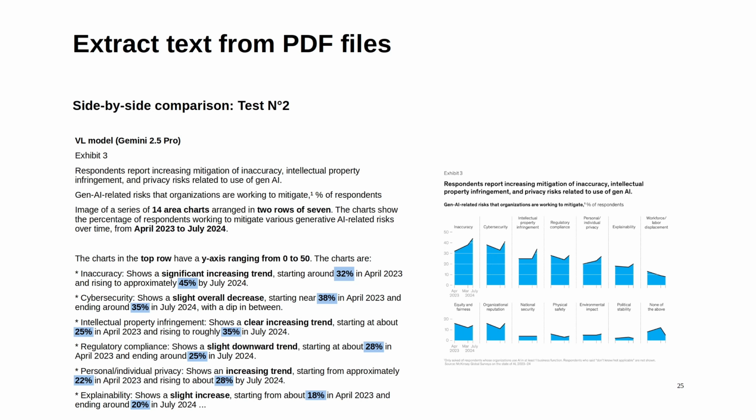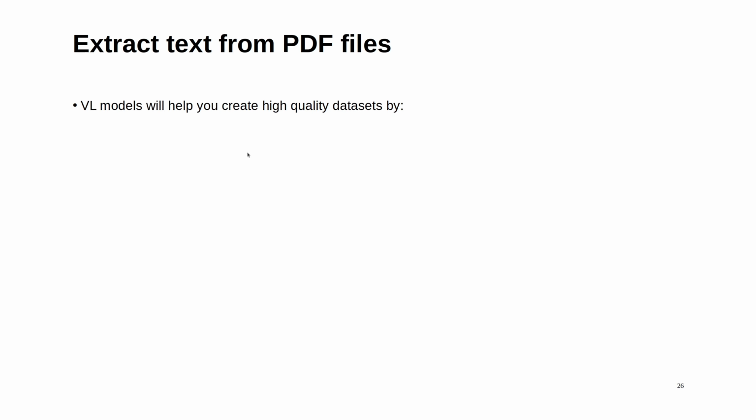Without these models, we would waste countless hours cleaning the messy outputs that we get from, as you saw, PyMuPDF or the other Python libraries. VL models will help us create high-quality datasets by annotating images. We don't want to remove this from the dataset. The models can describe tables because, again, tables are full of values, but if we just store those, they don't mean anything.